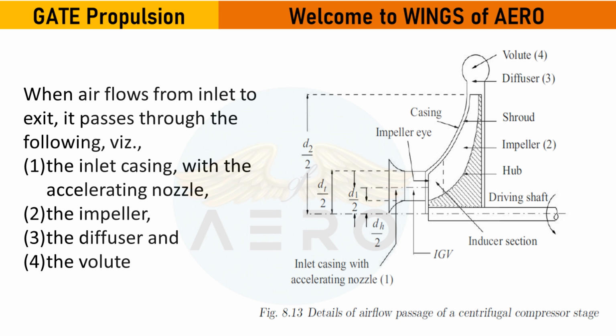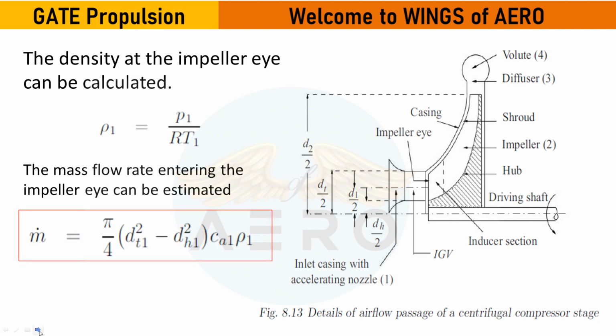What are the basic components of a centrifugal compressor? We have seen four important components. One is the inlet casing, where the fluid actually enters. This is a side view of your centrifugal compressor. Then we have the impeller, the diffuser, and the volute. These are the four important components.